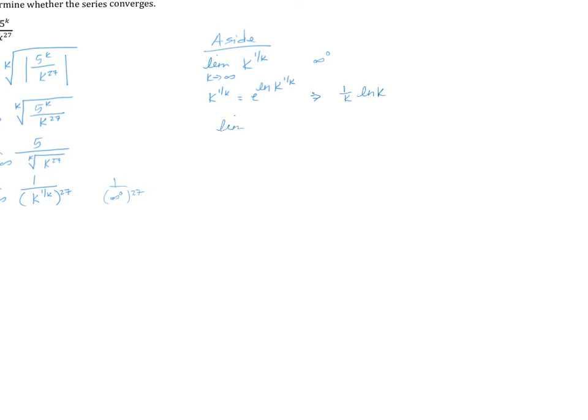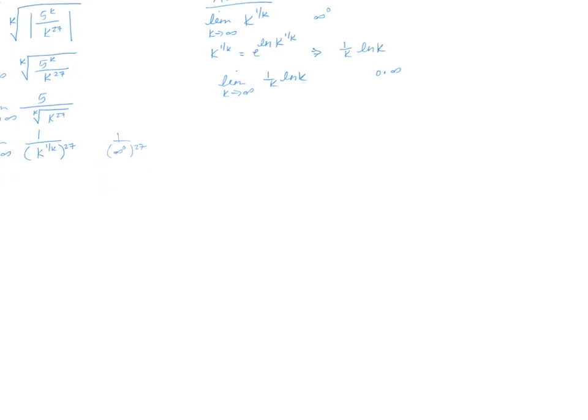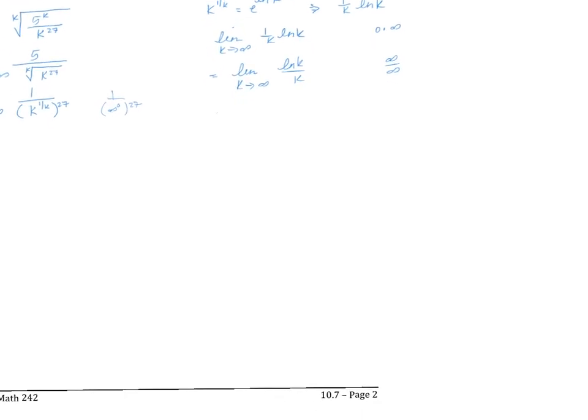When we look at the limit as k goes to infinity of 1 over k natural log of k, the 1 over k is going to be 0. Natural log of k as k goes to infinity is infinity. It's an indeterminate form, which means we're going to rewrite this as natural log of k over k. And now we get infinity over infinity, which means I can use L'Hopital's to take the derivative of the numerator.